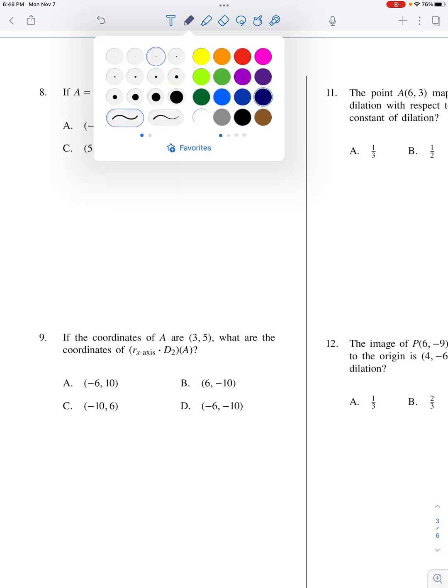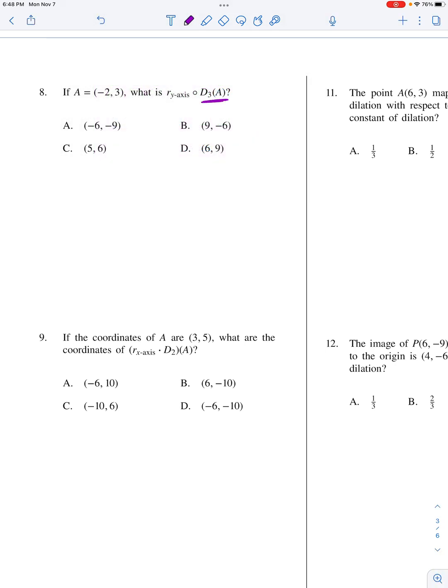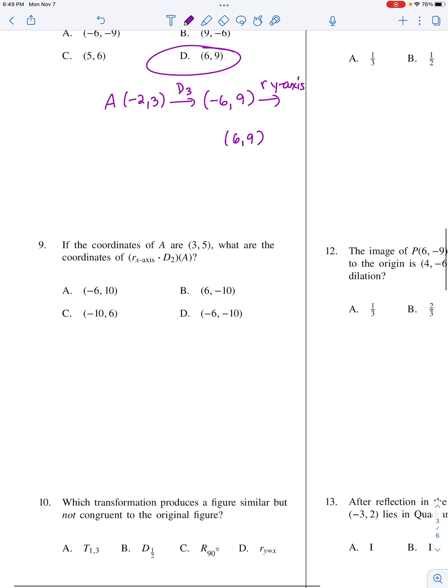For 8, make sure you do the dilation first. Start on the right-hand side. To do a dilation, you multiply by the 3. That would give me -6, 9. Then we do a reflection in the y-axis, which is negating only the x. 6, 9 is the answer. Choice D. Another transformation of two things. Start on the right. You got to start with the dilation. So you take 3, 5, dilate it by 2. That's going to give you 6, 10. Then you reflect in the x-axis, which would negate only the y. So you end up with 6, negative 10, which is choice B.